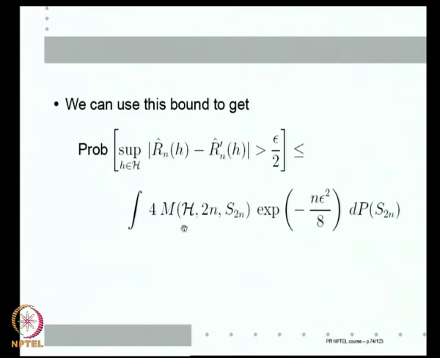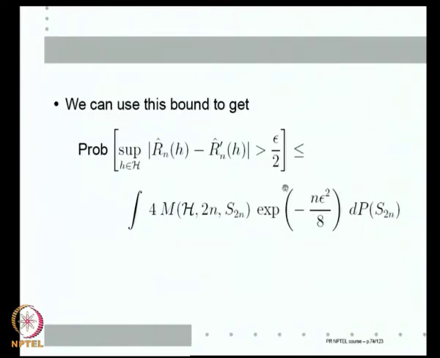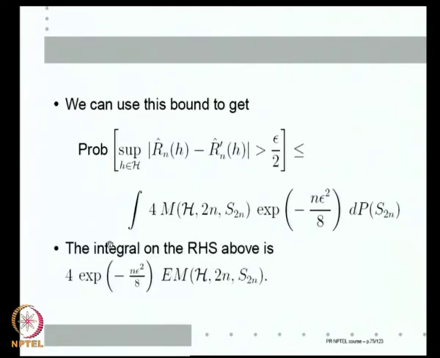So, we can substitute that bound. If I substitute that bound, what will I get? So, this is what we have. This probability is equal to this, but this probability is less than or equal to something else. So, by putting that, this probability is less than or equal to, this is the bound we had earlier. So, we substituted that bound. Now, what is this integral? 4 times exponential of minus n epsilon square by 8 will come out of the integral, because that does not depend on S2n. So, what I am left with is the integral of m(H, 2n, S2n) dP(S2n).